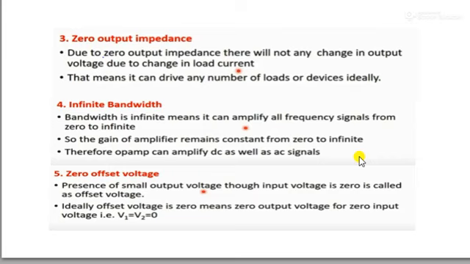And zero offset voltage. The presence of a small output voltage even though the input voltage is 0 is called offset voltage. So for this operational amplifier, even though the input voltage V1 or V2 equals 0, a small output will be present. That is the offset voltage. Before starting any experiment, we have to nullify this offset voltage. So keep it in mind, we have to keep the offset voltage at 0.